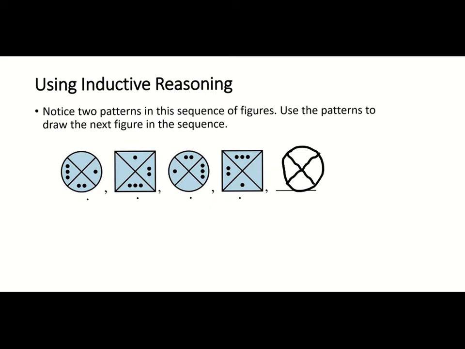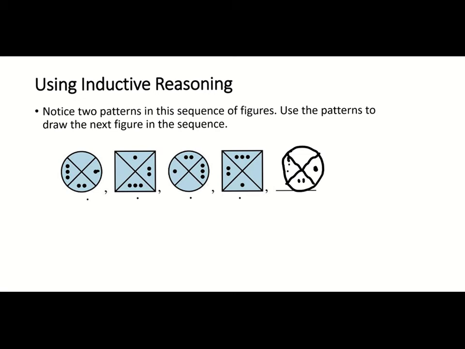But the orientation of the dots within the pattern seems to shift. So here, the first dot is on the right, but then it shifts up to the top. And then it moves over to the left, and now it's at the bottom. So what I see is the dots are rotating counterclockwise by 90 degrees each time. So that means if it's on the bottom here, it's going to rotate, it'll be right here, and the 2 dots, so it'll be right back to where it started from.